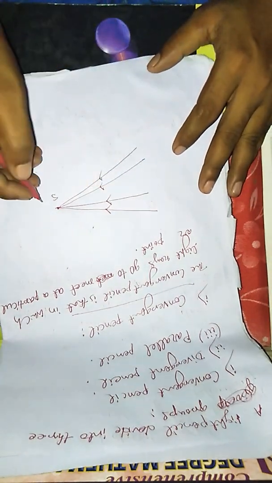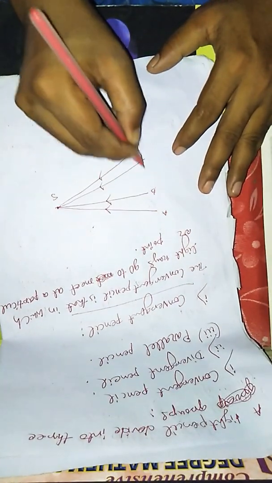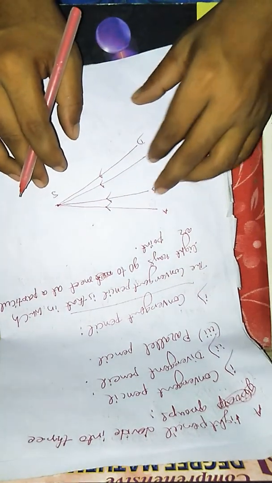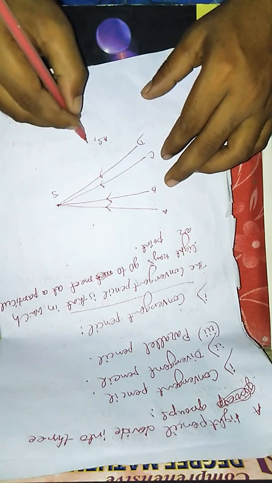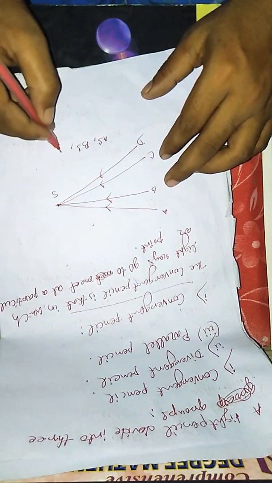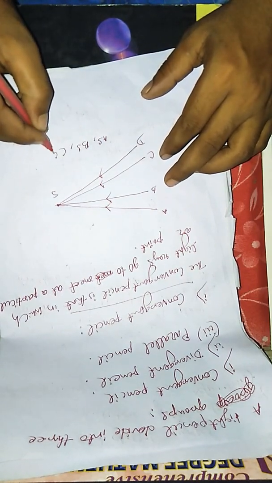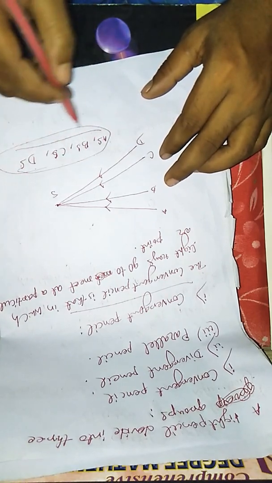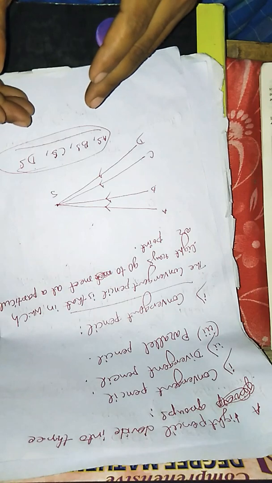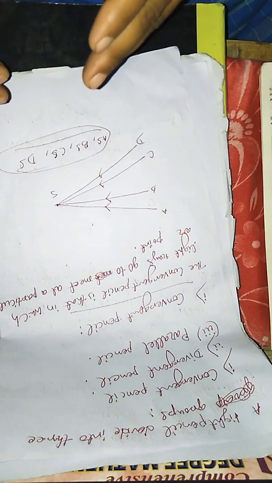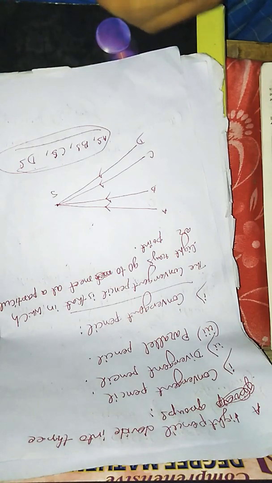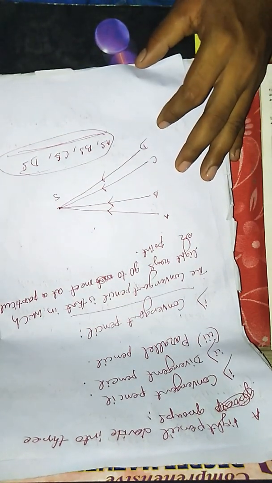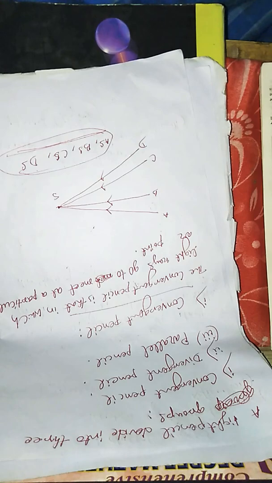Let's consider the points A, B, C, D. So what are the light rays? Now AS, BS, CS, and DS. These are all light rays. These light rays combine and meet at a point S. So the combination of these light rays is known as a convergent pencil. Okay, this is all about the convergent pencil.